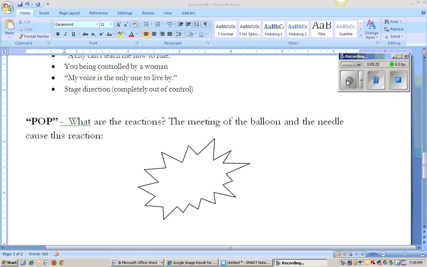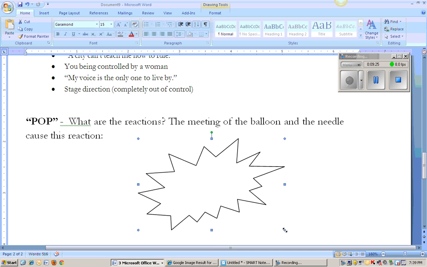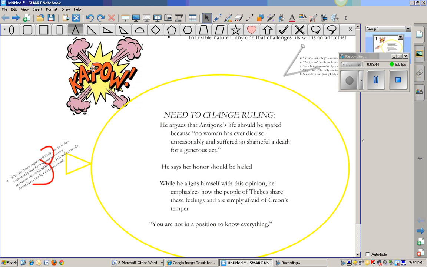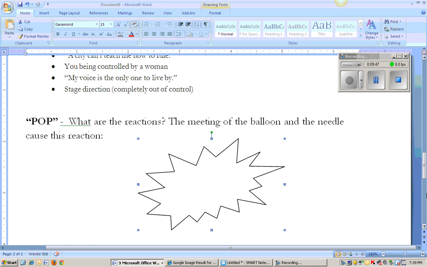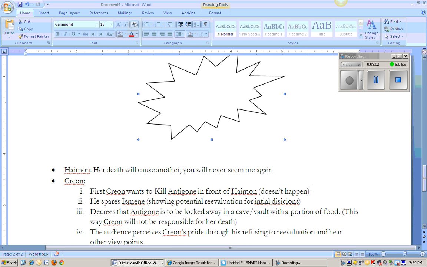So in the pop, I would like you to doodle something approximately looking like that. What are the reactions of this conversation? What are the consequences when the balloon and the needle come into contact with one another? So talk about that and write them in here. In my diagram, I use kapow. Hopefully you've talked about those. Here are my findings. Hymen says, "Her death will cause another. You will never see me again." So he's out of Dodge.